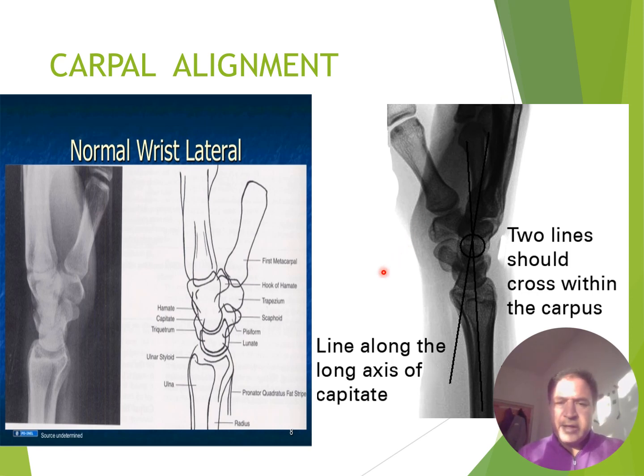Now see the carpal alignment, two lines should cross within the carpus. These are the two lines. One is the line along the long axis of the capitate, and another is the longitudinal line through the radius. These two lines, the radius line and the long axis of the capitate, both should pass through the carpus. You can see here, now normal wrist lateral.